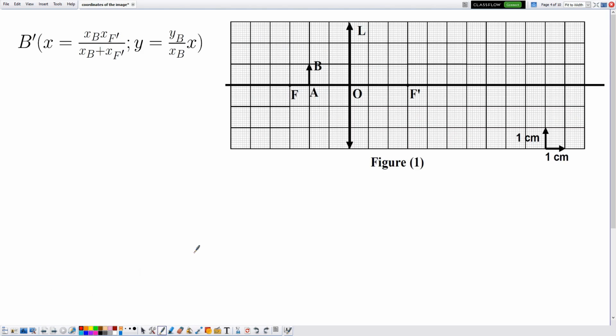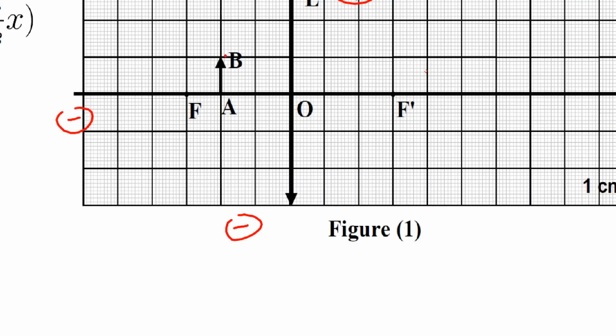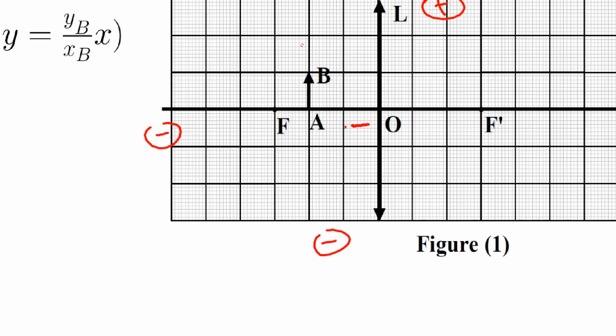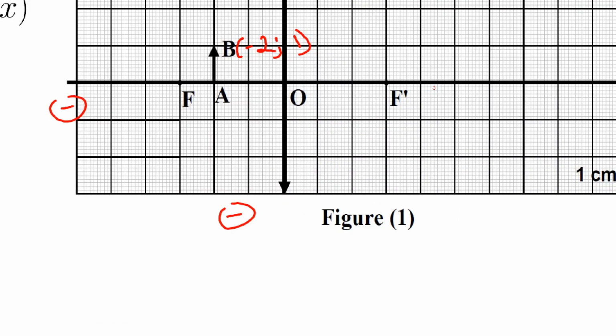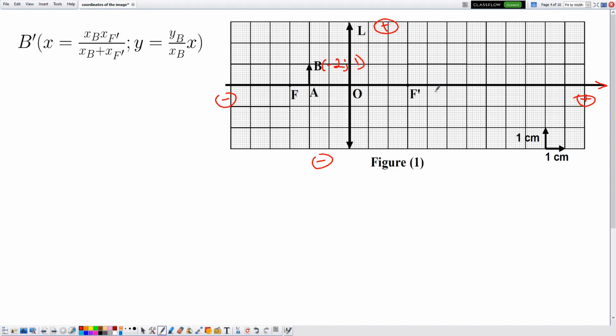So let's consider also another example. We need to trace the image A'B' of the object AB. So first let's identify the coordinates of the point F' and the point B. So this is the positive direction of the x-axis, this is the negative direction, and this is the positive direction of the y-axis. Let's start with the point B. The point B has the abscissa -2, and an ordinate of +1. And now the point F' is located 1, 2, 3 divisions on the optical axis, so it's given by 3, 0, on the x-axis.